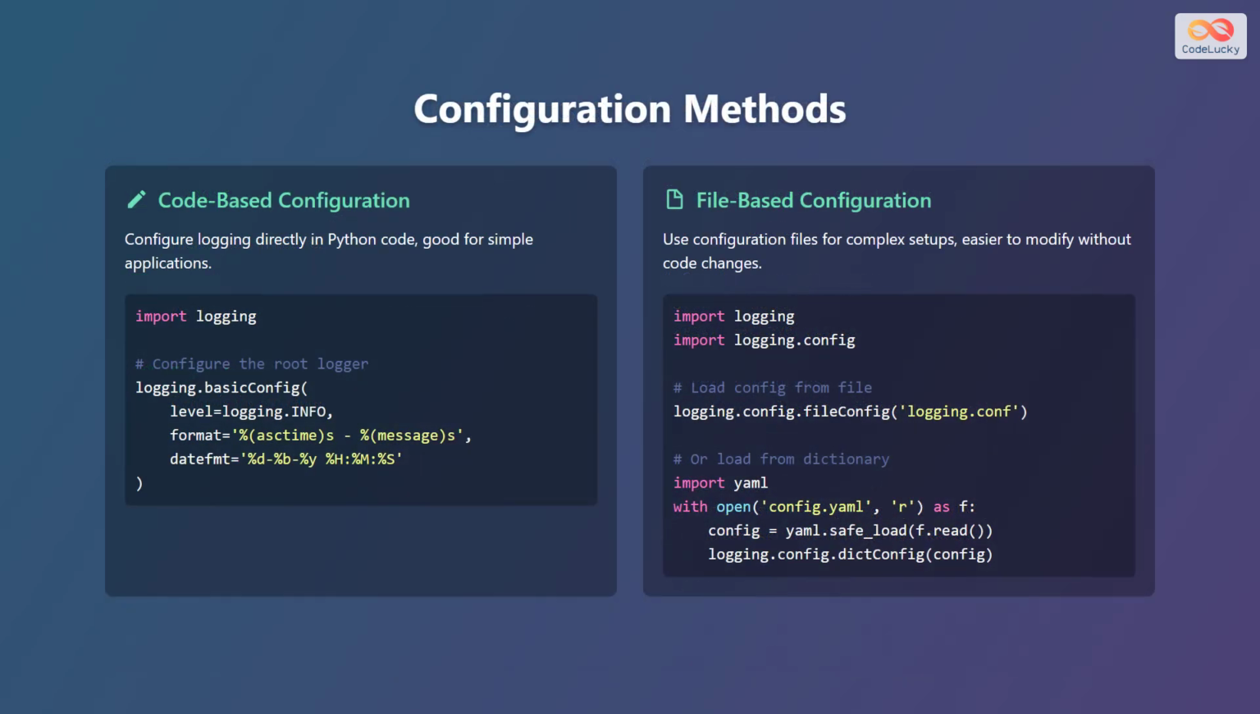There are primarily two ways to configure logging in Python: code-based and file-based configuration. Code-based configuration involves configuring logging directly in your Python code. It is suitable for simple applications. In this approach, you configure the root logger using basicConfig, setting parameters like level, format, and date format. Alternatively, file-based configuration uses configuration files for more complex setups. This method is easier to modify without altering the code.